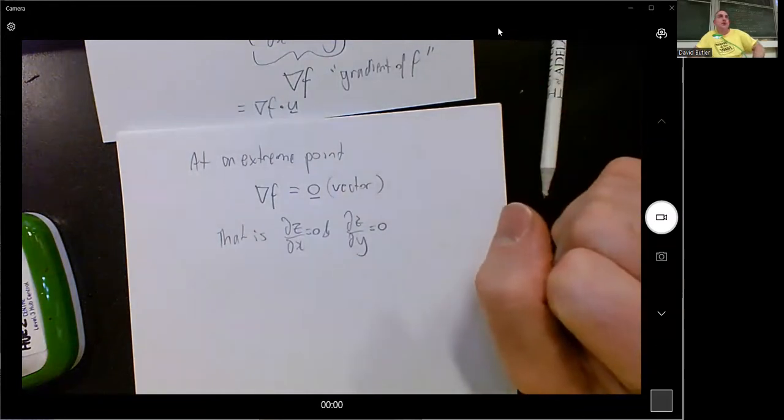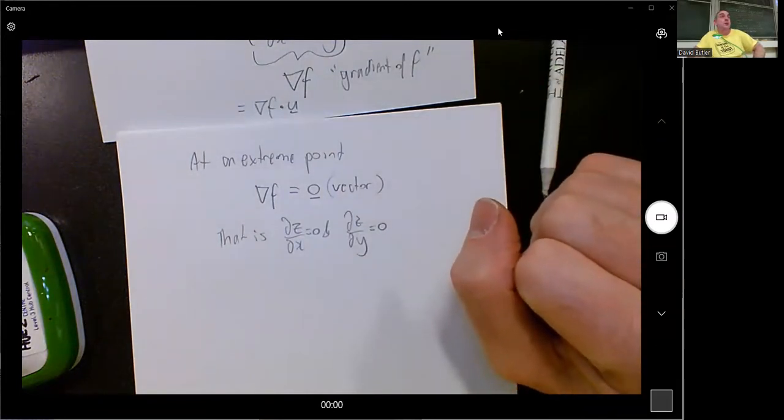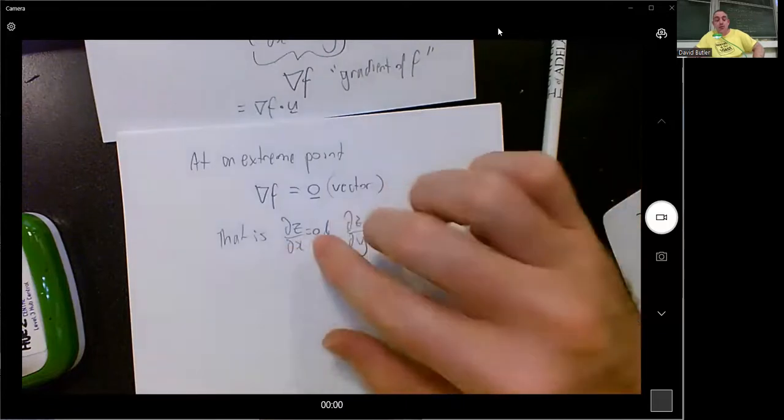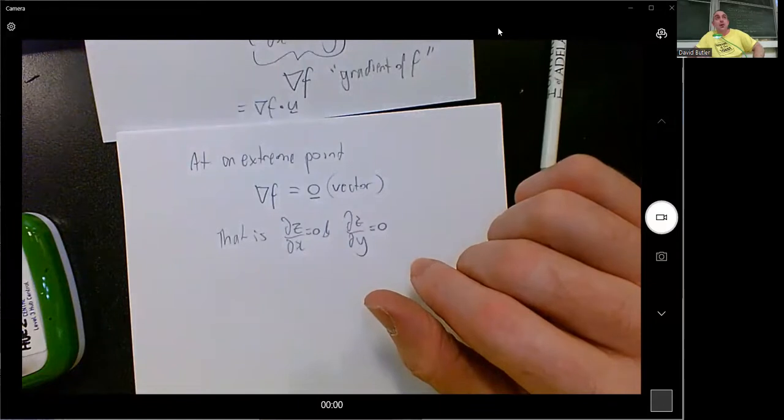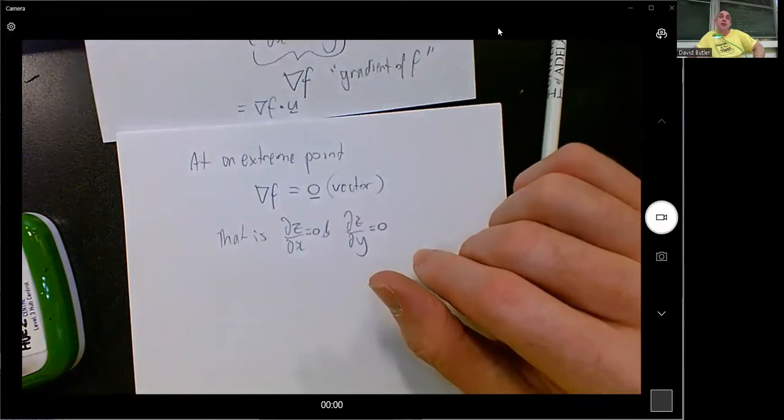And that is how to find extreme points of a function. You have to figure out what the partial derivatives are. You have to make them both 0 and find all the x's and y's that make them both 0 simultaneously.